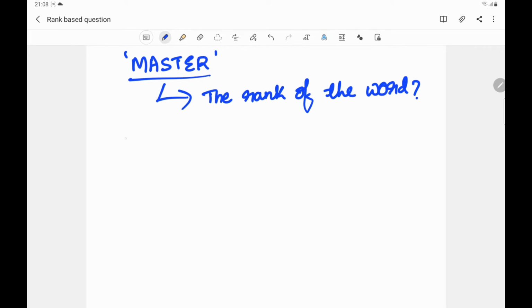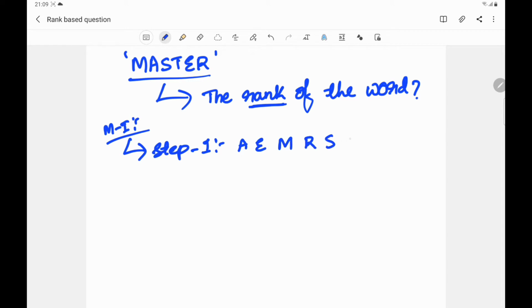Now let us look at it. I'll solve these rank-based questions in two methods, and then we'll finally select the optimal method. So, method 1. In method 1, step 1 is to write all the letters in the order in which they appear. That is, A comes first, followed by E, followed by M, followed by R, followed by S, followed by T.